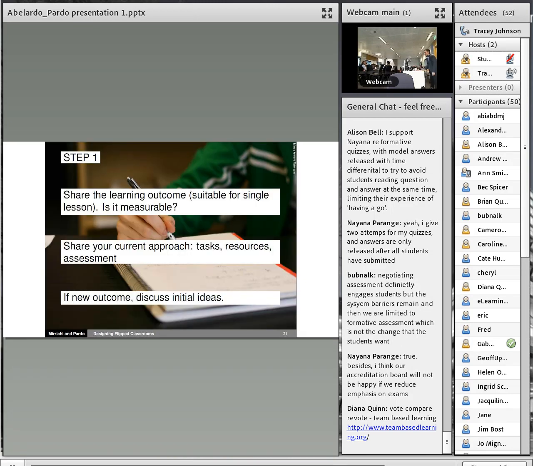All right. Step number 1. Very quickly, in your table, again, I see that you are being very brief and very succinct in your comments, which is beautiful. Let's keep it up. Now, in your table, very briefly, share your outcome. I'm teaching law or trade or social services, and this is what I want them to learn. Share your tricks, your current approaches, very briefly, okay? And discuss some initial ideas about the preparation tasks. And I'm going to give you just 5 minutes for that.